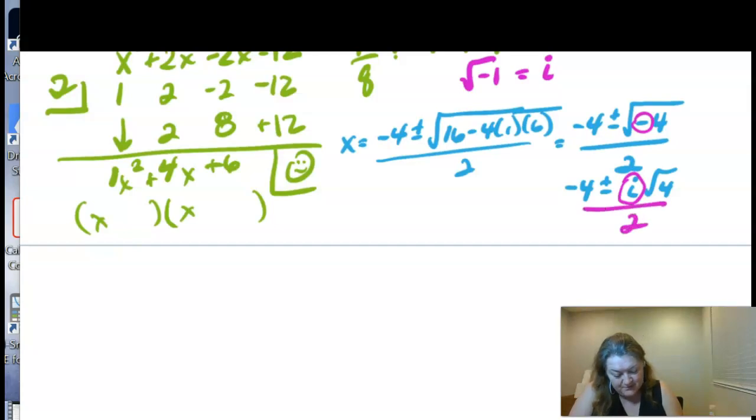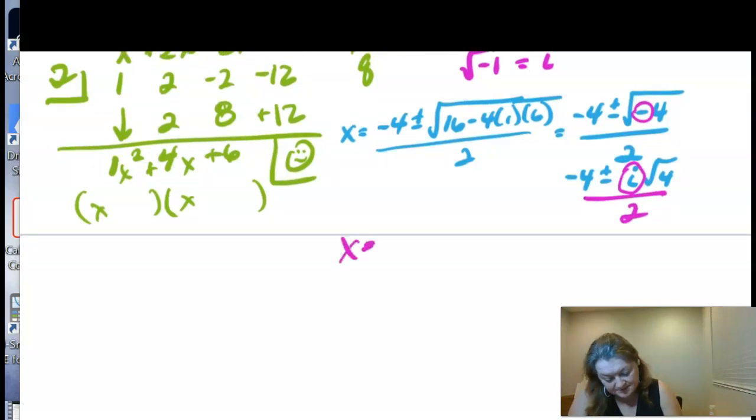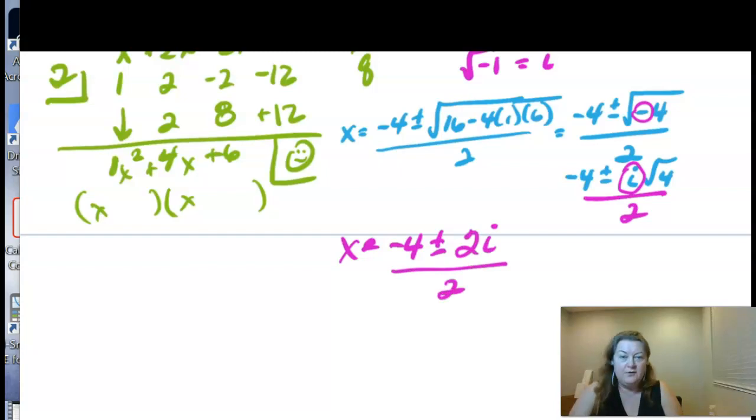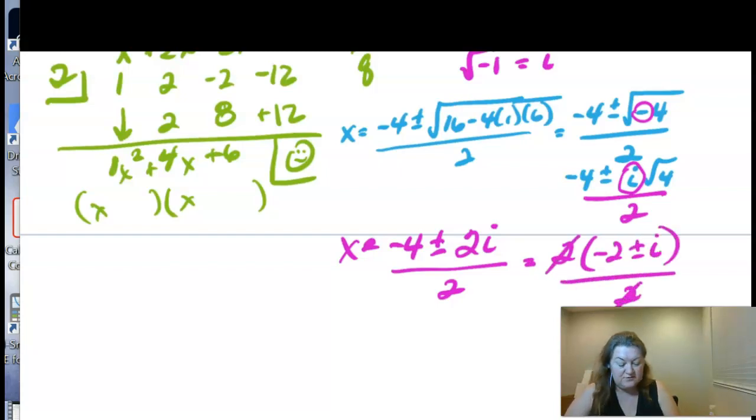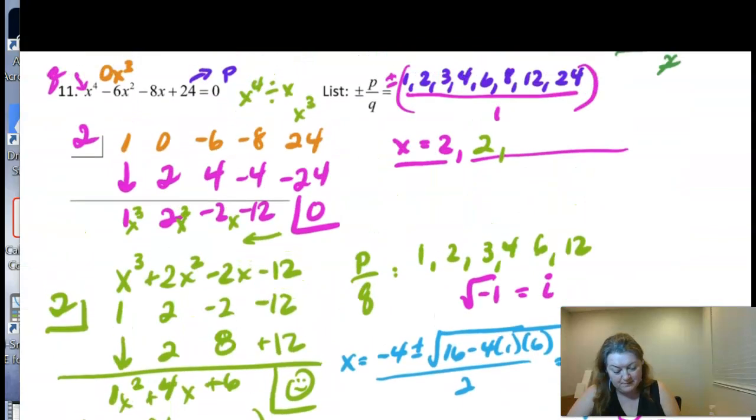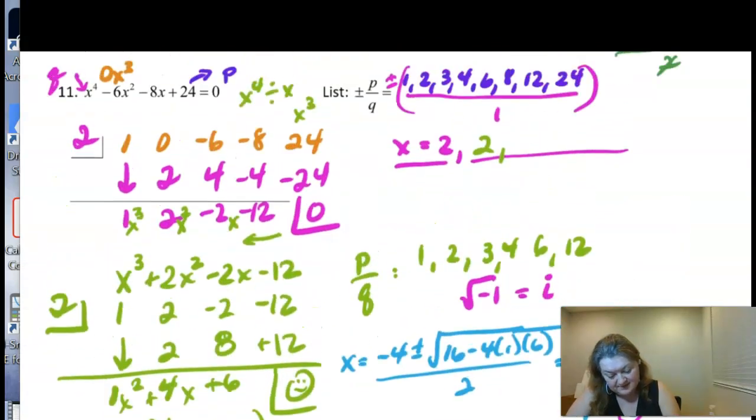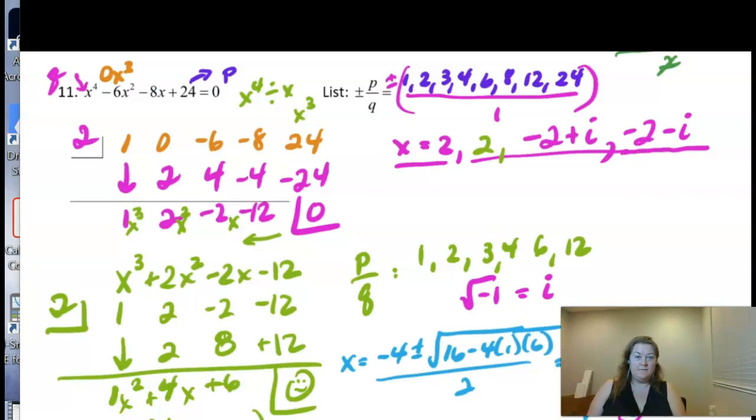All right, we're still all over 2. Okay, now square root of 4 I know happens to be 2. So I'm still going to have x equals negative 4 plus or minus. The 2 is going to come out, and I'm going to get a 2i all over 2. We're going to go ahead and factor a 2 out of the whole thing again. So I'm going to get negative 2 plus or minus i all over 2. Those factored out 2s go away. And there are my 2 remaining answers, negative 2 plus i and negative 2 minus i. Okay, so there are 4.